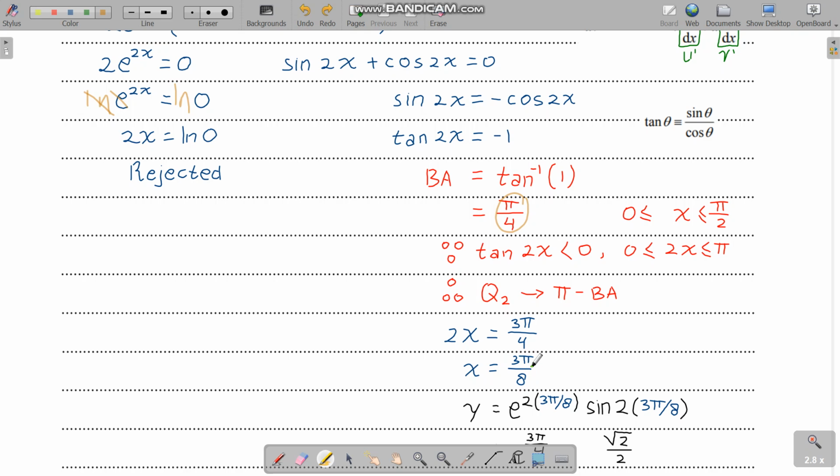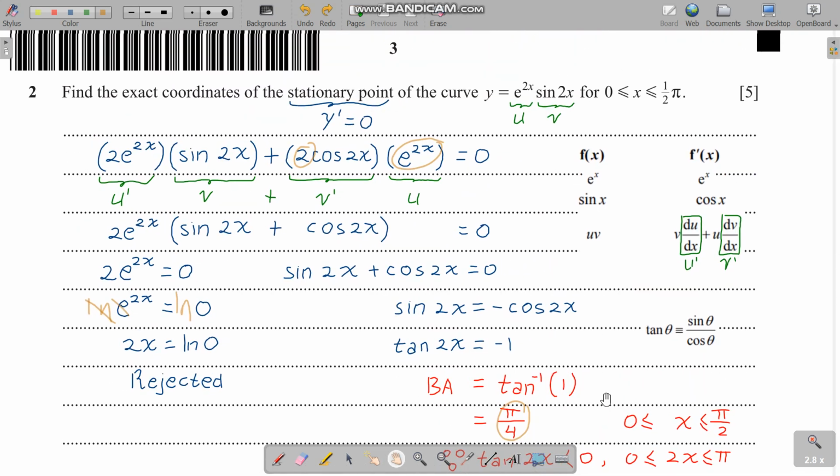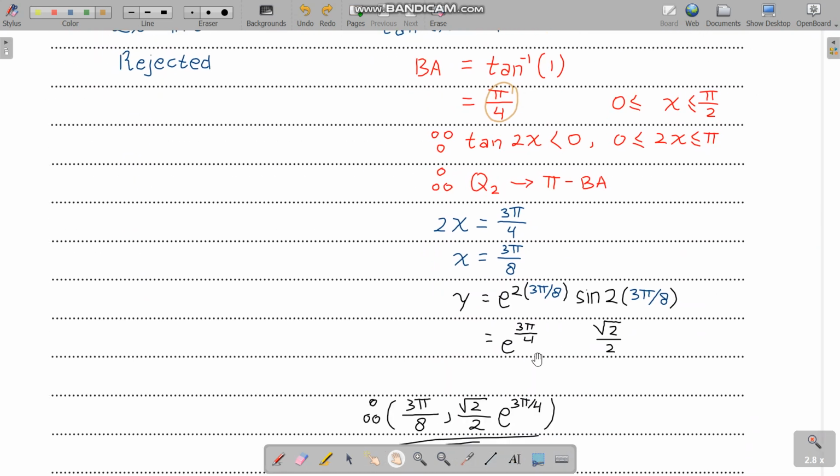over 8. And now we find the y by plugging into the original curve equation, e to the 2x sine 2x. So this is the x. From here we simplify, we get 3 pi over 4, and here you use a calculator, you get pi over 2, root 2 over 2. So the final answer is x comma y.